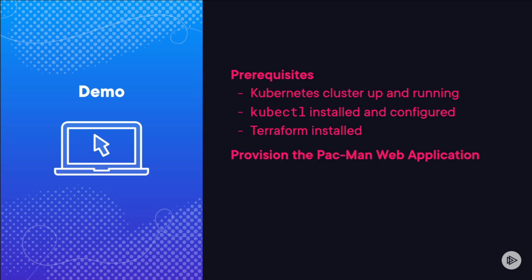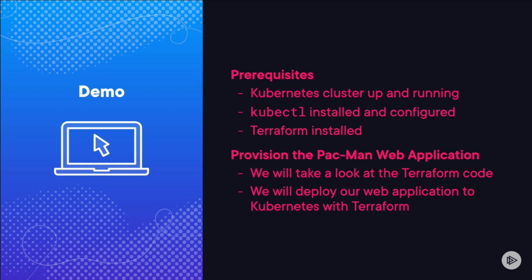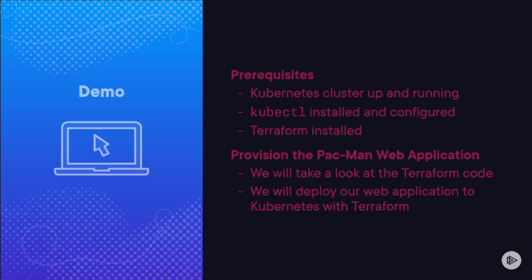We're going to provision the Pacman web application. First, we'll take a look at the Terraform code that we're going to use to deploy our Node.js web server, as well as our MongoDB backend database. We'll then use Terraform and apply those configuration files to deploy our web application to our Kubernetes cluster.